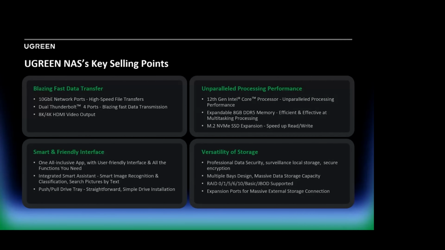Now let's talk about what makes UGREEN NASync stand out. We focus on 3 main areas: speed, power, and simplicity. With 10 gig networking, dual Thunderbolt 4 ports, and 12th Gen Intel processors, plus a clean and intuitive interface, it delivers enterprise-class performance in a form that's accessible to everyone. Again, it's blazing fast performance. Sorry, you have a single 10 gig port, dual Thunderbolt ports, and an HDMI port as well.